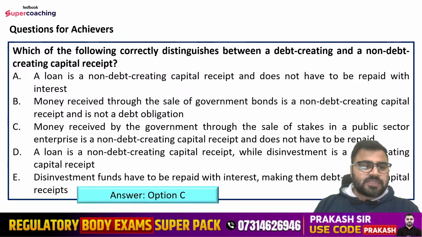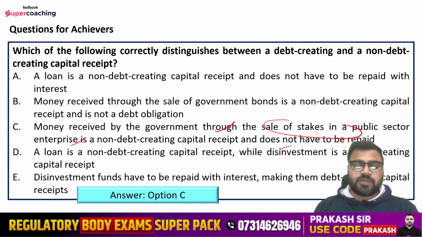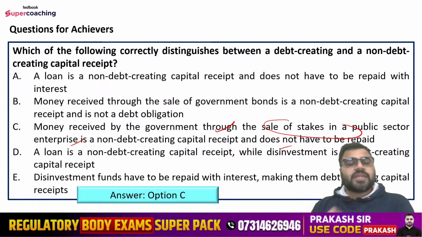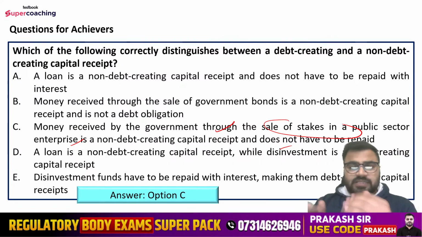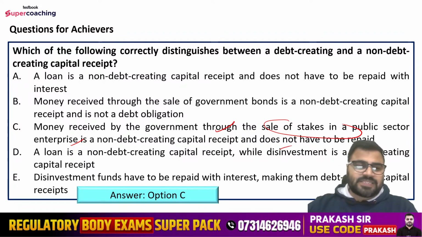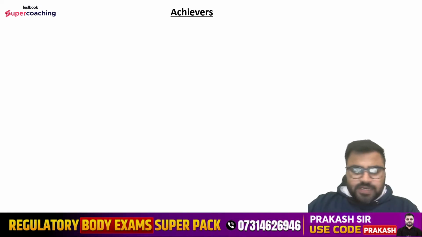So the right answer is option number C, that is money received by the government through the sale of stakes in a public sector enterprise is a non-debt creating capital receipt and does not have to be repaid. Obviously, because here government is selling the asset, and if government is selling the asset, then this is a non-debt creating capital receipt, right? Because ultimately this is not creating any liability on the part of government, and government does not need to repay the particular amount that government is getting after selling the stakes in a public sector. That is why option number C is correct, and the rest of the options are incorrect here.